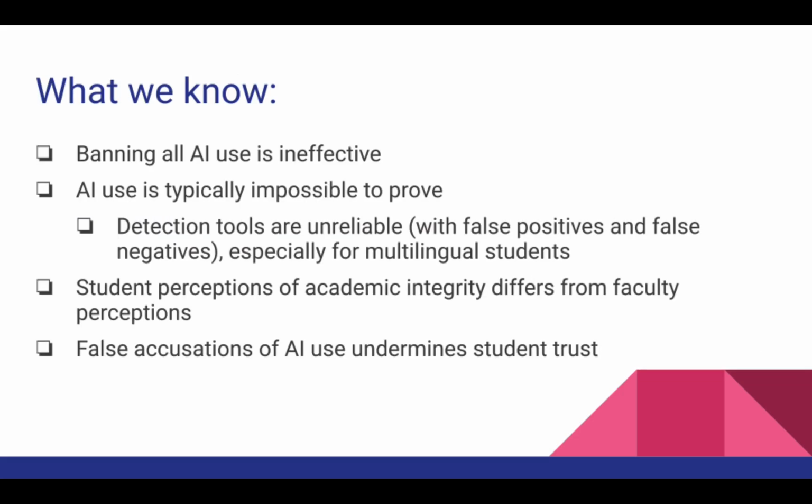Okay, so what we know is that the one thing that is ineffective in dealing with AI is to ban all AI use. Basically, if you ban the use of all AI in your class, unless you provide a really compelling explanation that students will buy into, they're going to think that you're just out of date, that you're out of touch, and they're just going to use it anyway.